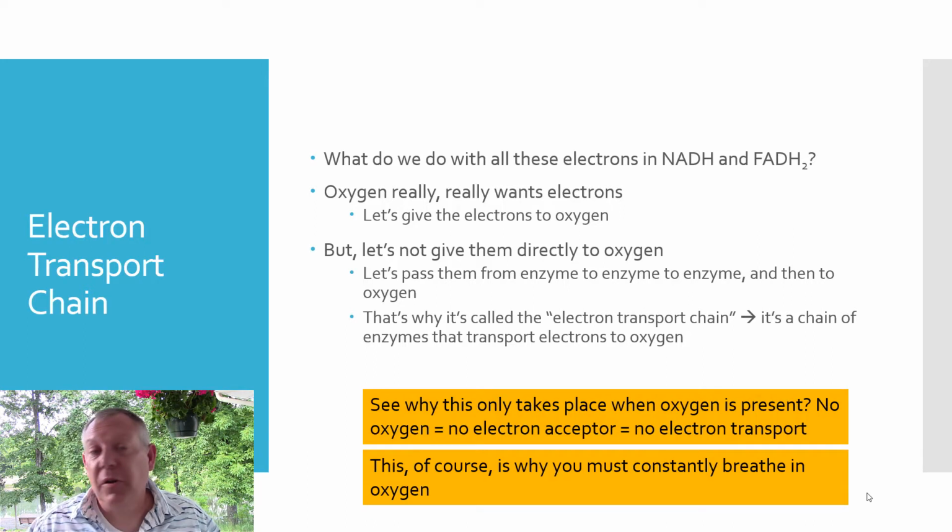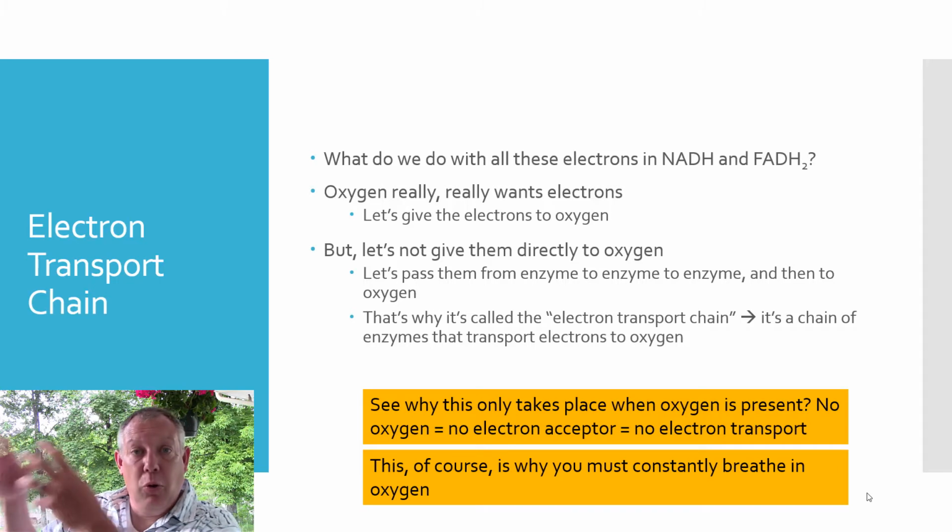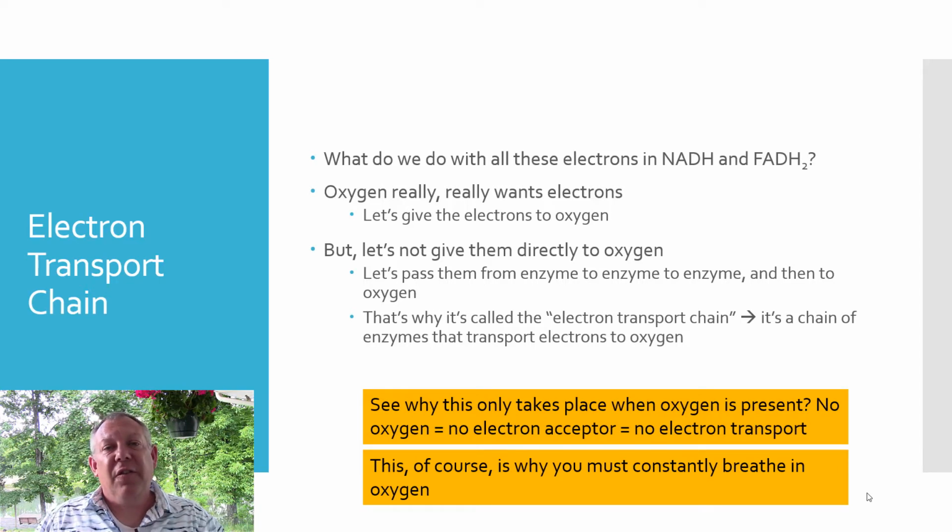Well, first off, you see why this only takes place when oxygen is present, in an aerobic environment. If there's no oxygen, then there's nowhere to pass these electrons, and so this whole thing breaks down. This is why you have to constantly breathe in oxygen, because you need that oxygen to be what's known as the terminal electron acceptor, the molecule that's going to grab these electrons. If there's nothing there to grab those electrons, then the electrons just pile up.